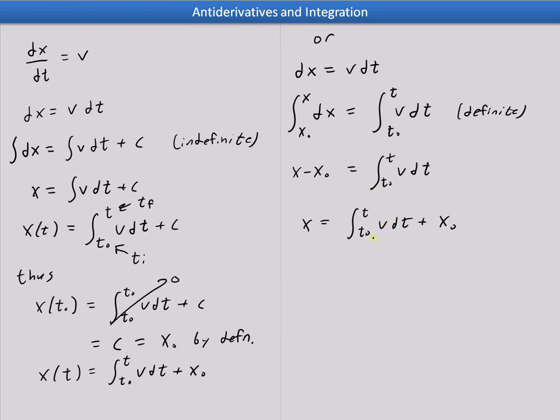So this shows us how we undo the derivative. Integration undoes derivatives. Integration is an antiderivative. So that's what I was talking about in the previous video.